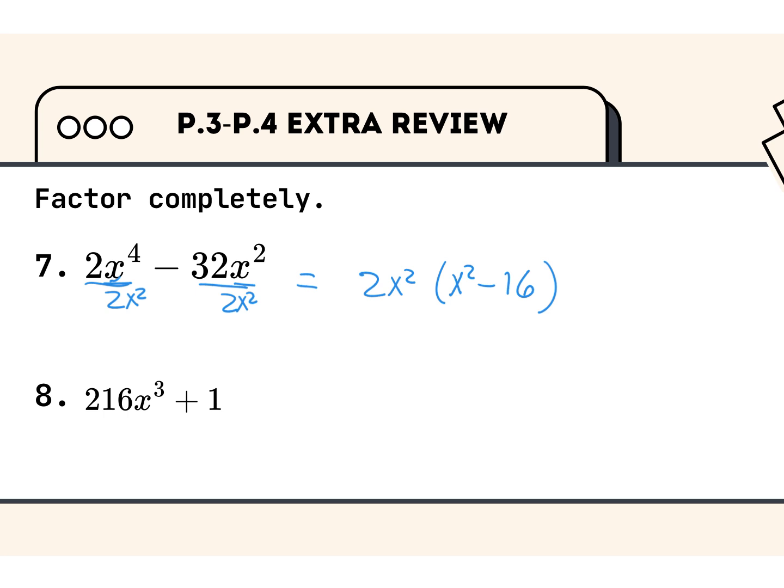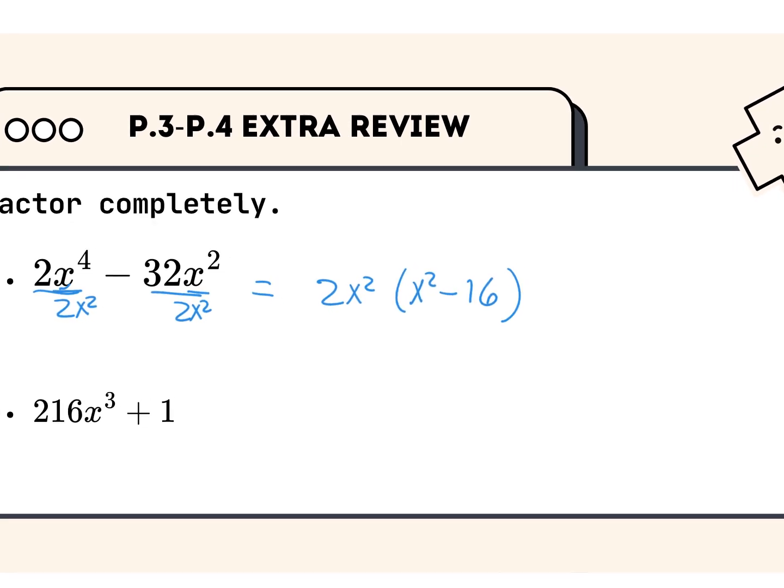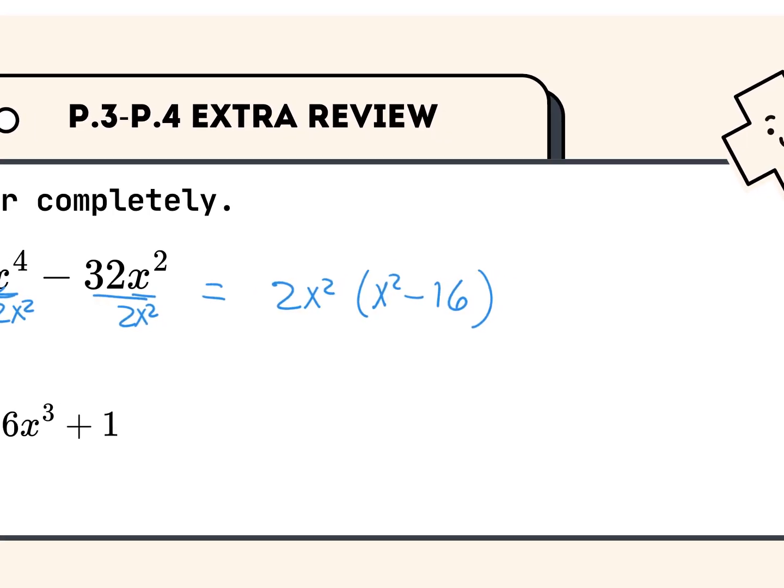But look at what's on the inside of those parentheses. Do we notice anything special about that? Hopefully we do. This is an x squared and a 16. These are both perfect squares. They have a minus in between them. It's going to factor as a difference of squares.